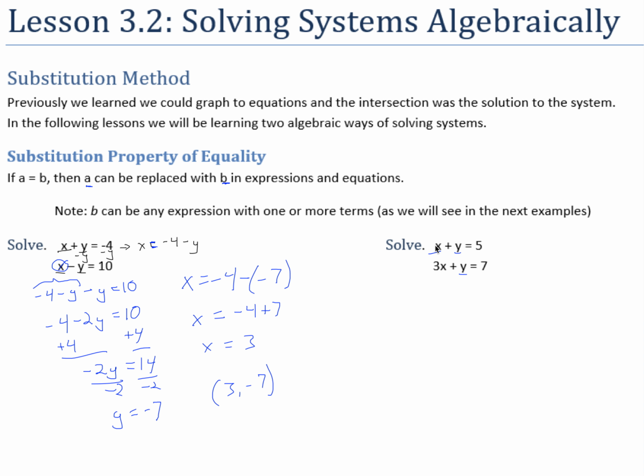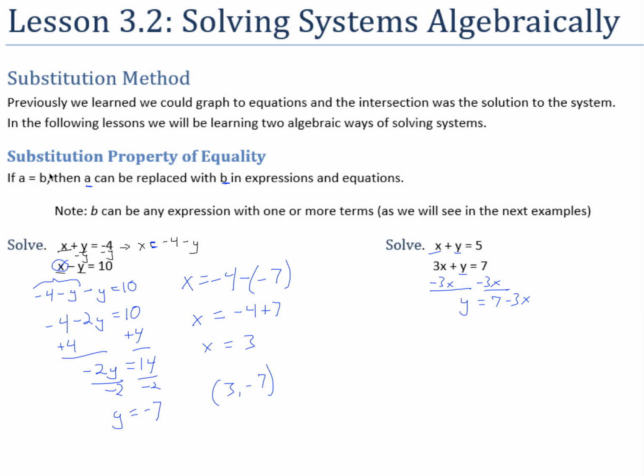You could solve for this x or this y. So I'm going to solve for this bottom y. And here I get y equals 7 minus 3x, or you could put negative 3x plus 7. That would be slope-intercept form. So now we have it in this y equals something form.